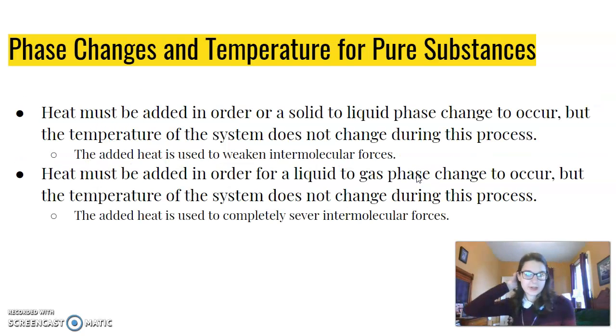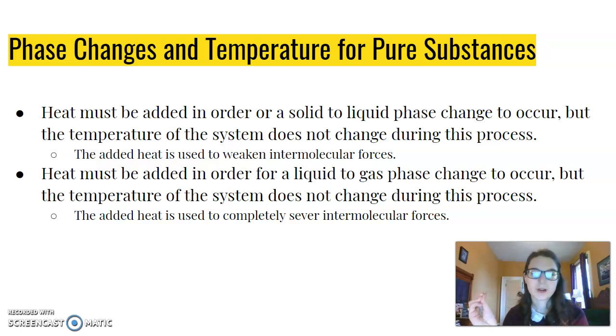For temperature, temperature changes during phase changes don't occur, again, because that energy is going into the extension or weakening of intermolecular forces, or from the actual severing or breaking of intermolecular forces. So that's the point in the heating curve where it actually plateaus, okay?